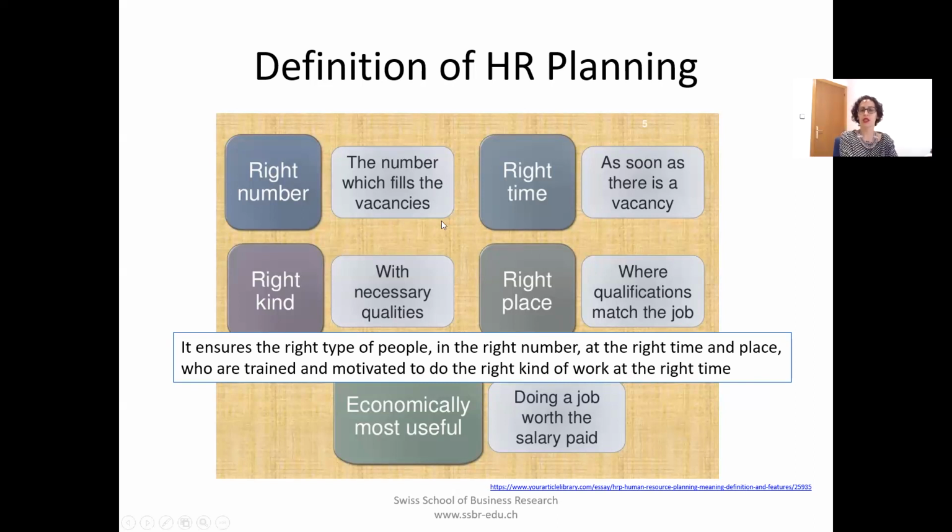The right number is the number which fills the vacancies in our organization. The right time is that they are placed there as soon as there is a vacancy. The right kind is that they are the people with the correct qualifications and skills needed to carry out that job position. The right place is where the qualifications match the job. It doesn't have to do with the location.